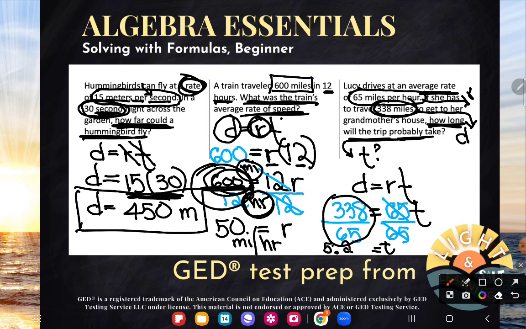So how long is it going to take Lucy to get to her grandma's house? Well, remember, we're looking at time. So that's 5.2. Let's see, what was I in? Miles per hour. So that's 5.2 hours. All right.